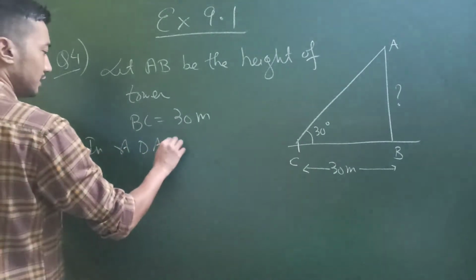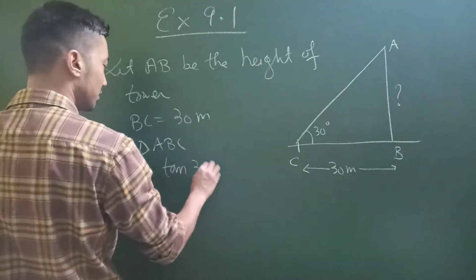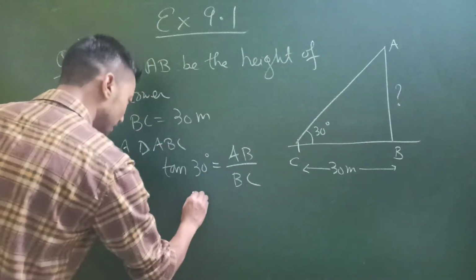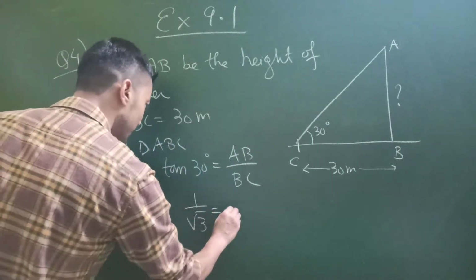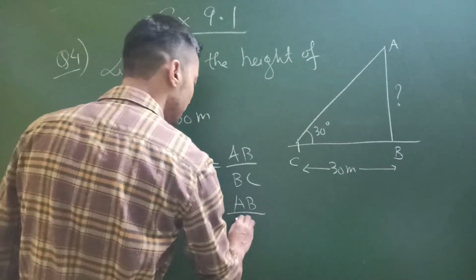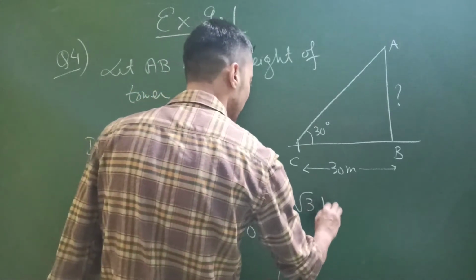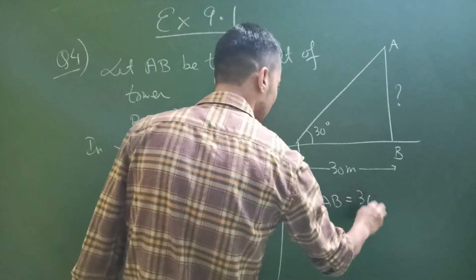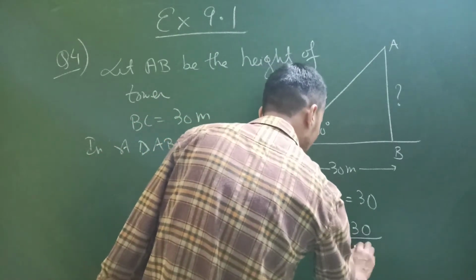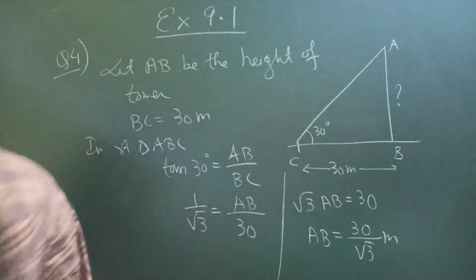In right triangle ABC, let's just use tangent. Tangent of 30 degrees will give me AB by BC. What is tangent of 30? 1 by root 3 is equal to AB, which we have to find out, by BC, 30. If we cross multiply, root 3 into AB is equal to 30. So AB will be 30 upon root 3 meters.